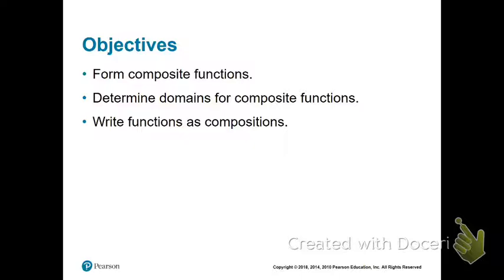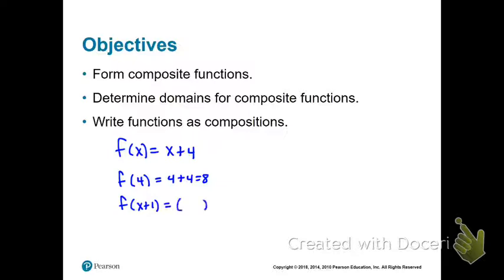So if I told you f of x equals x plus 4, and if I told you to find f of 4, you would have just plugged it in. So 4 plus 4, you would say is 8. But if I told you to find f of x plus 1, you'd do the same thing, you'd have just plugged in the x plus 1. So you'd have said, well, it was x plus 4, we plugged in the x plus 1, and then we would have simplified it. So x plus 1 plus 4, which would have given us x plus 5.